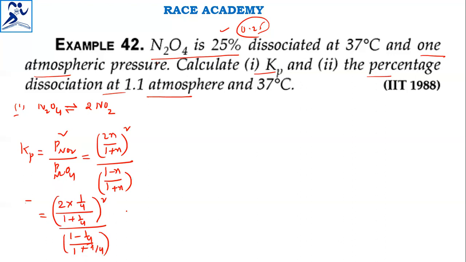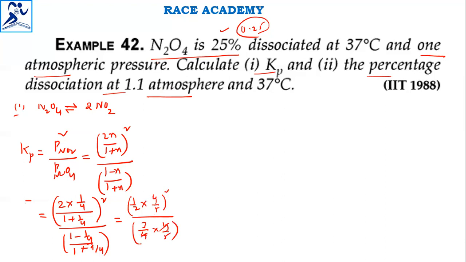Okay. And this one upon simplification, it will be, see, this is 1 by 2, this is 5 by 4, 1 by 2 into 4 by 5 whole square divided by, this is 3 by 4, this is 3 by 4, this is 5 by 4, so 4 by 5.